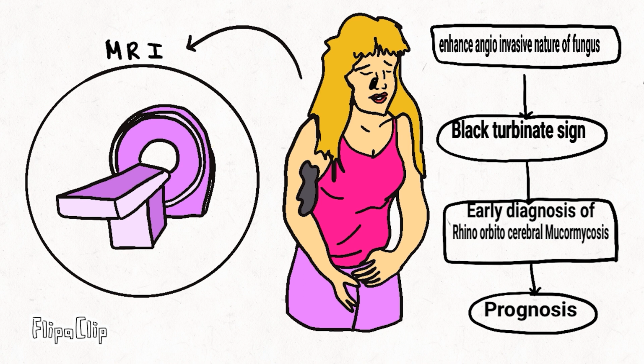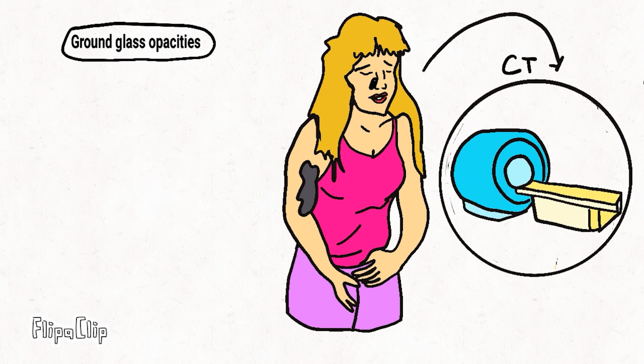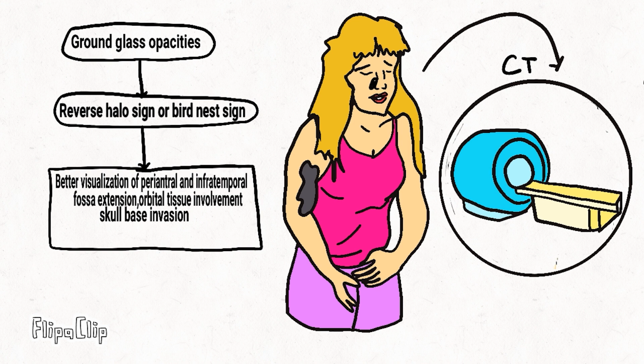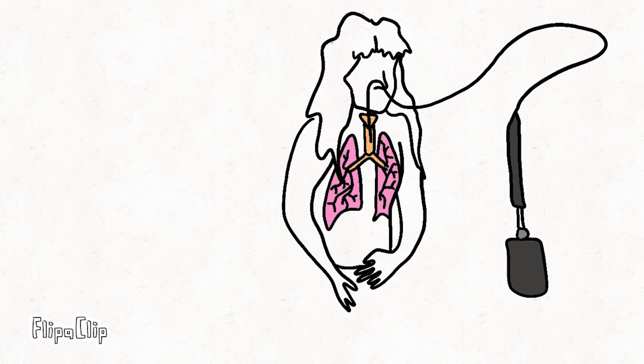Apart from this, a black turbinate sign could help with an early diagnosis of ROCM. A CT scan is particularly helpful in diagnosis of pulmonary mucor, as there is a reverse halo or bird's nest sign, which can be paired with a bronchoscopy to see the extent of necrosis.